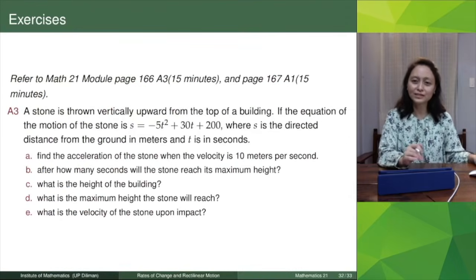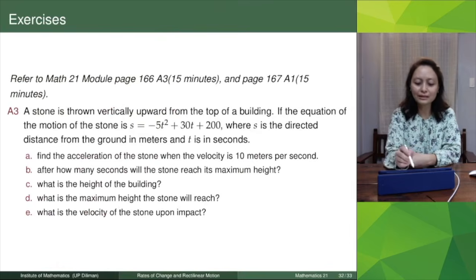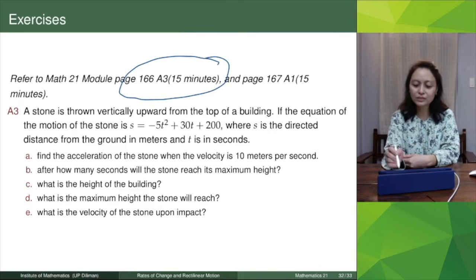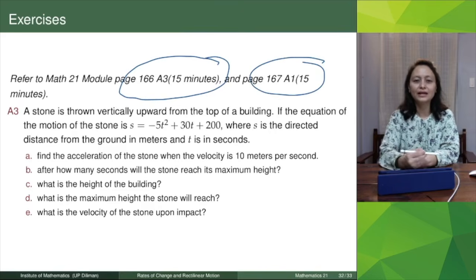Sige, so to practice or to check kung naintindihan niyo yung lesson natin, you can try these items. So, sa math module, page 166, A3, and page 167, A1. Okay? Ito na yun, A3 and A1.